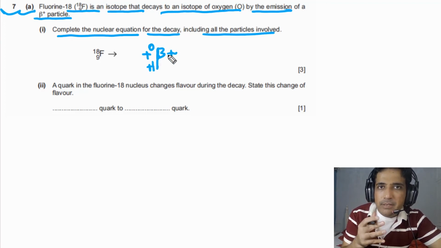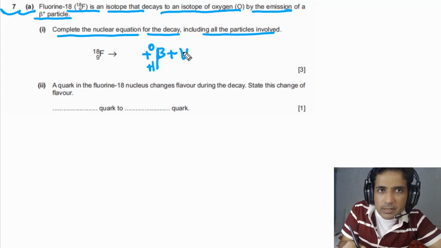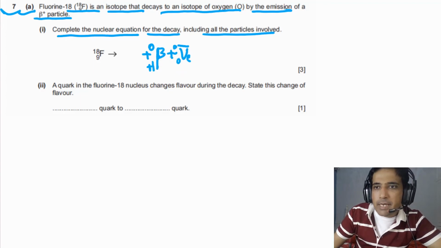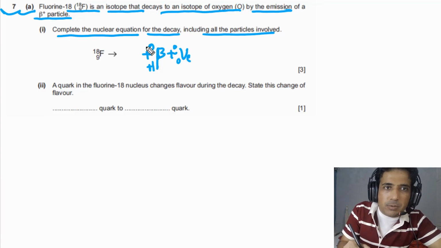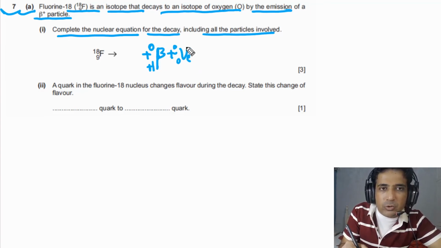Beta plus particle is an antiparticle. So in this case, an electron neutrino will be emitted. So this will be an electron neutrino because this is an antiparticle. So this will be a neutrino, not an anti-neutrino. So this one has to be a neutrino. So this is the electron neutrino.